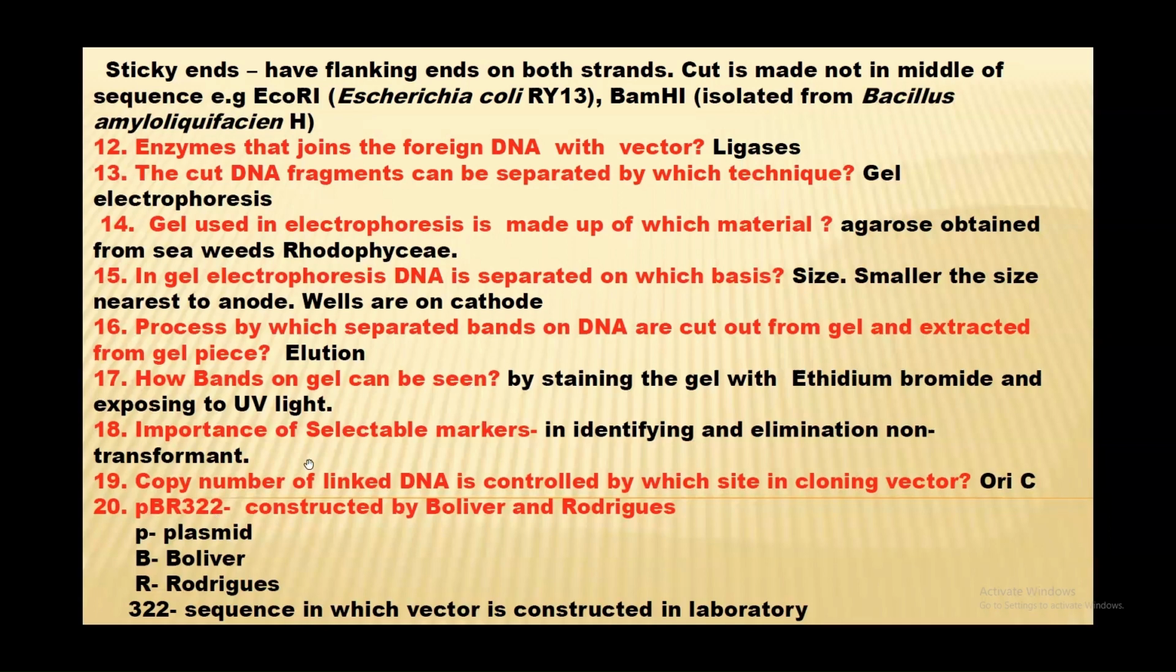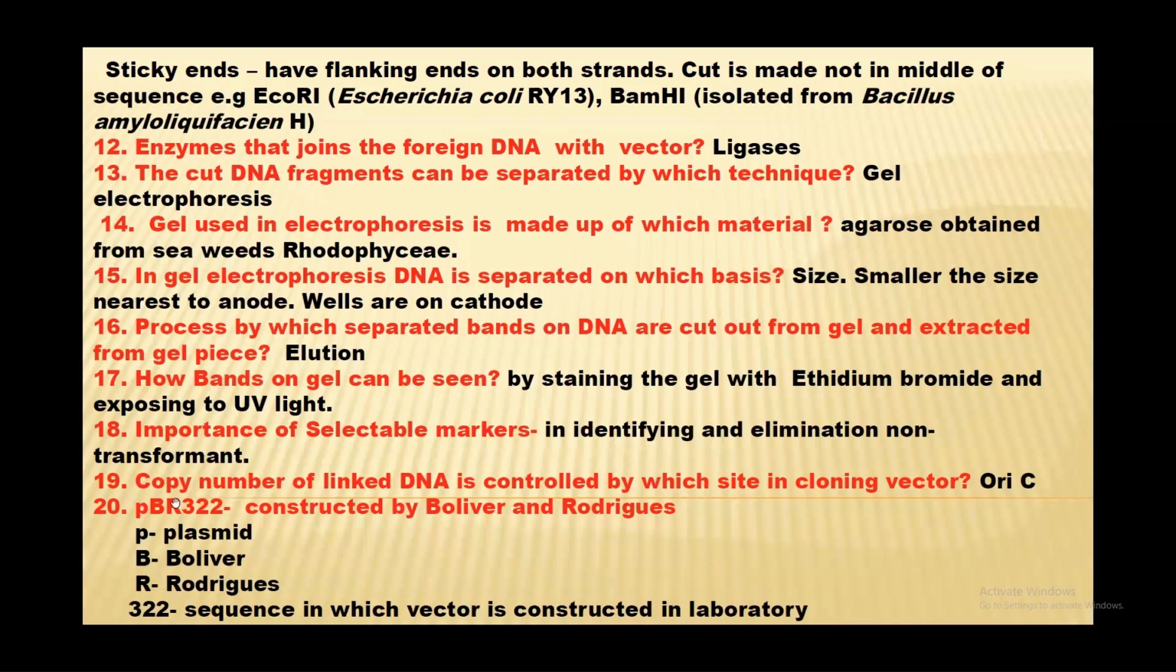And the importance of selectable markers. So what is the importance of selectable markers? They are used for identifying and eliminating non-transformants. Then the 19th one: the copy number of linked DNA is controlled by which site in a cloning vector? The copy number is controlled by ori. Which site in the cloning vector? ori.